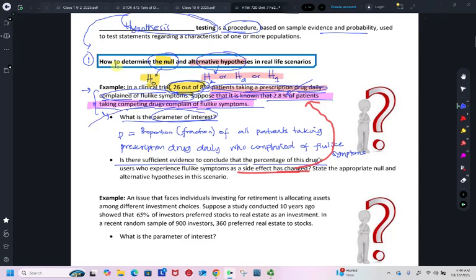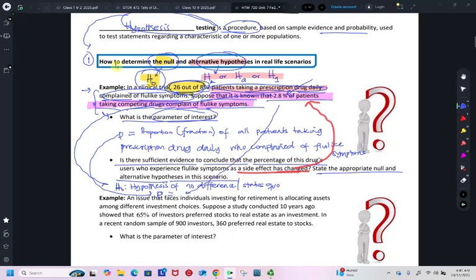Well, the status quo is very useful for setting up the null hypothesis because this question goes ahead to say that we should state the appropriate null and alternative hypothesis in the scenario. The null hypothesis is the hypothesis of no difference from what it used to be. It represents the status quo. So in this context, the null hypothesis would feature the fact that the population proportion may not have changed from what it used to be known to be, which is 2.8%.